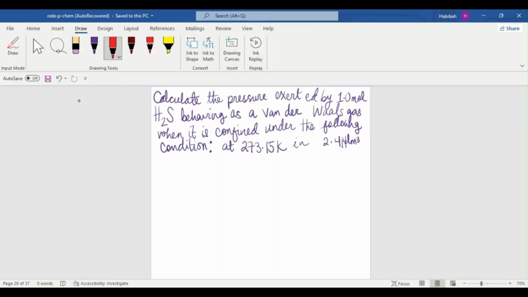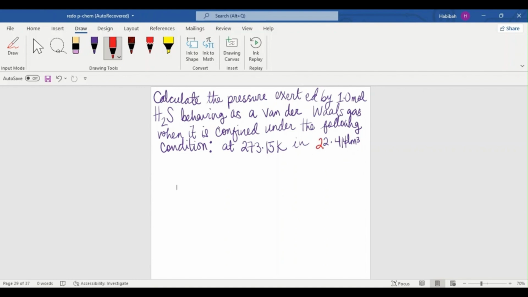Salam and welcome everyone. So today we're going to be working on the question on the screen that says, calculate the pressure exerted by 1.0 mole of H2S behaving as a van der Waals gas when it is confined under the following conditions: at 273.15 Kelvin in 22.414 dm cube.